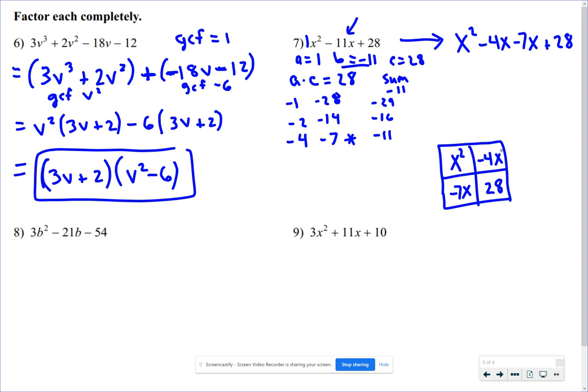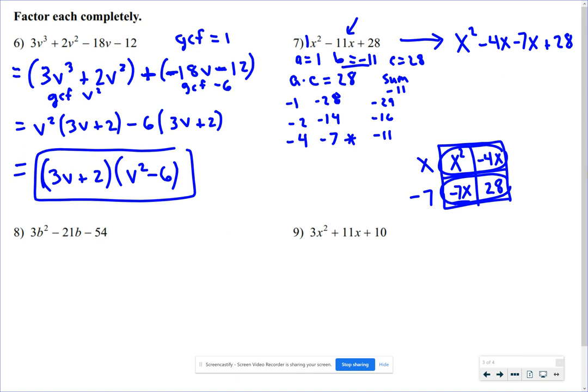Remember the technique. We now look at each row and column and find the GCF. So the greatest common factor for the top row is x. For the bottom row, well, there's a negative in front of that first term in the row. So I pull out a negative and I find the GCF of 7x and 28. It's 7.